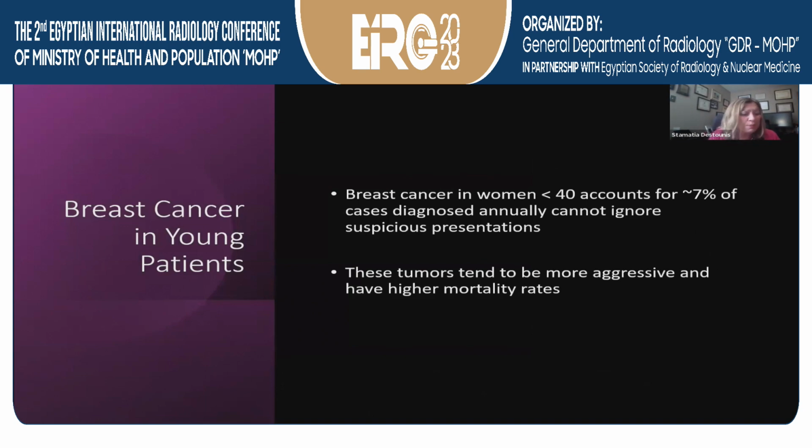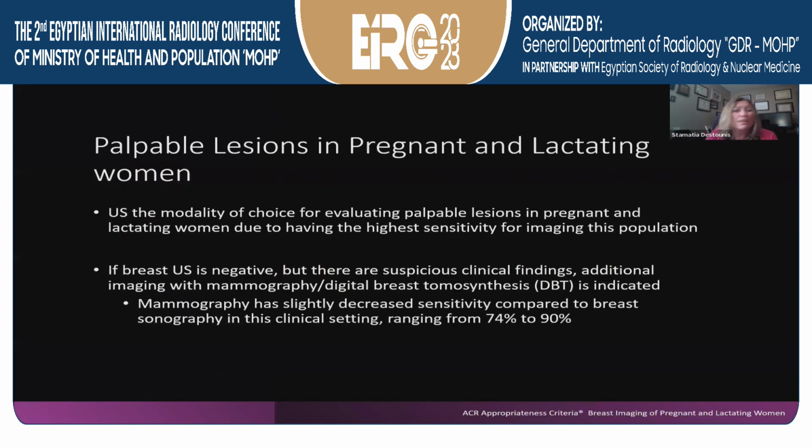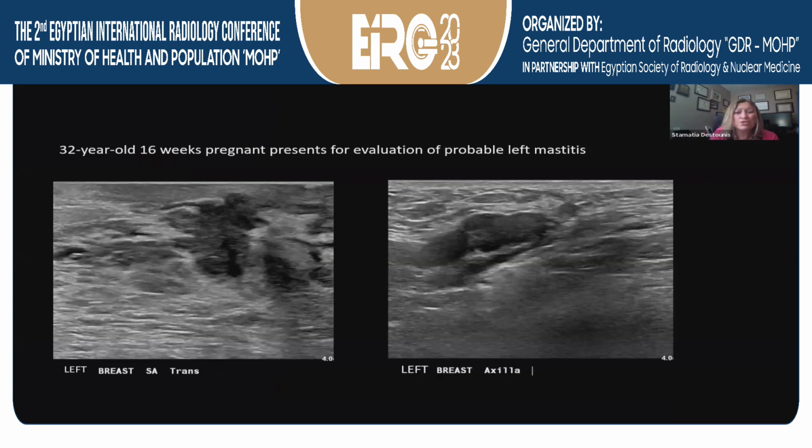Of course, young people do get breast cancer, so women less than 40 may get breast cancer, so we don't want to ignore it. And these tumors may be aggressive and have high mortality rates. Women that are pregnant and lactating, we start with ultrasound, but if there's suspicious clinical findings, we're going to do imaging with mammography or tomosynthesis as indicated. And even though the mammogram may be less sensitive for these pregnant lactating women, together mammography and ultrasound are strong.